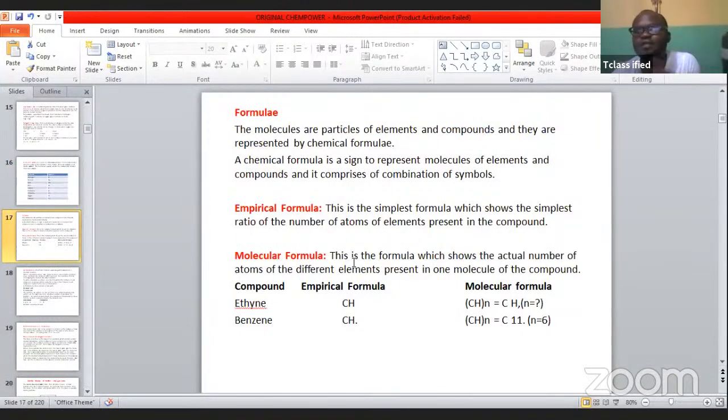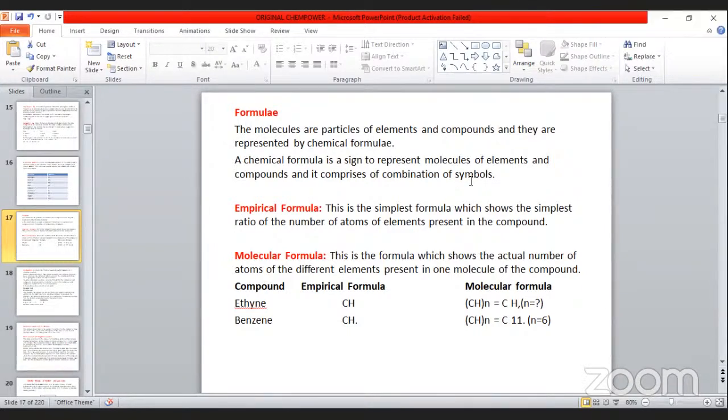So from chemical symbol, we come to chemical formula. Molecules are particles of elements and compounds, and they are represented by chemical formulas. So molecules are part of elements and compounds, and you represent them in chemistry using formulas. These formulas are simply combining their chemical symbols in the ratio in which they react. So a chemical formula is a sign to represent molecules of elements and compounds, and it comprises a combination of symbols.